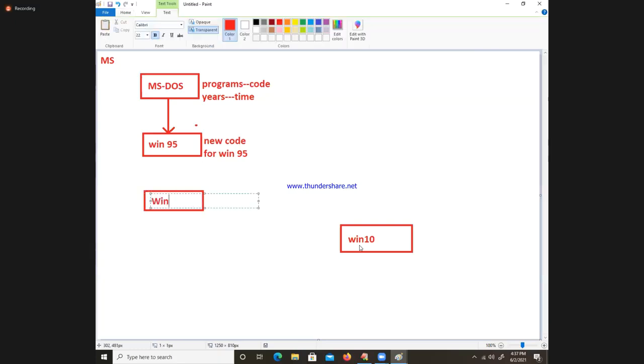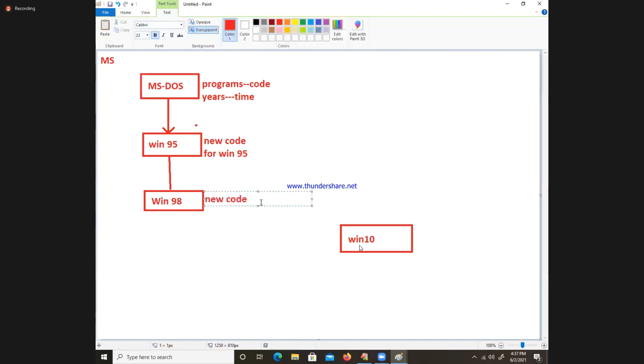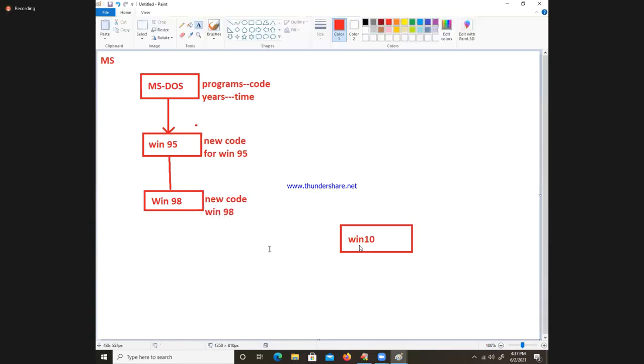Windows 98 came. These are all our old Windows 98 OSs. Windows 98 is carrying Windows 95 plus MS-DOS also. What are they doing? They are carrying the Windows 95 code as it is, but they wrote new code for Windows 98. They wrote code for Windows 98 only.